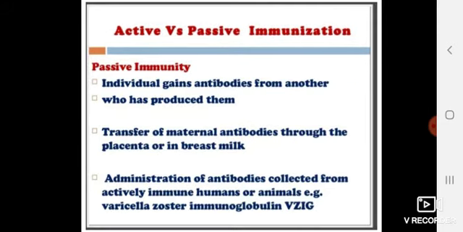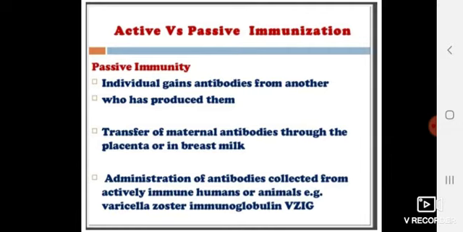Another one is passive immunity. Here what will happen? The individual gains antibodies from another who has produced them. Here the antibodies come from another who has produced them, such as the transfer of maternal antibodies through the placenta or breast milk. Another person's, or an immunized person's, antibodies are transmitted to us. That is passive immunization. Active is when the body develops it itself, and passive means it is transmitted from someone else.